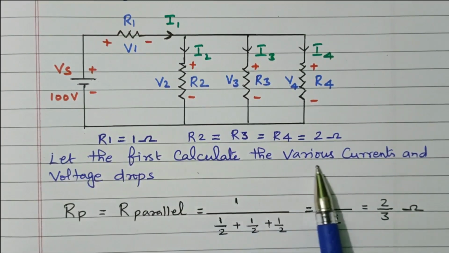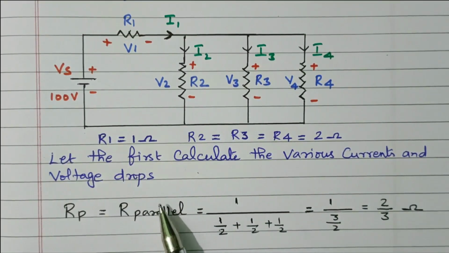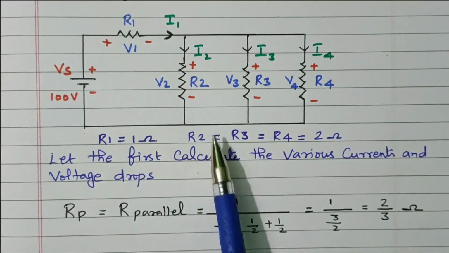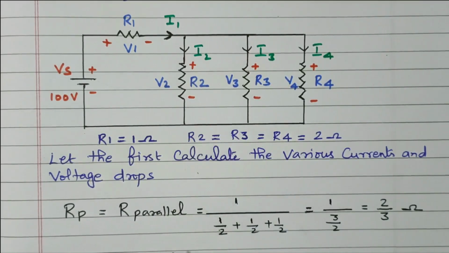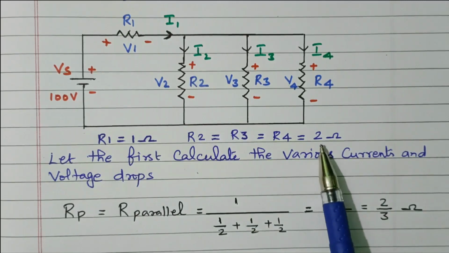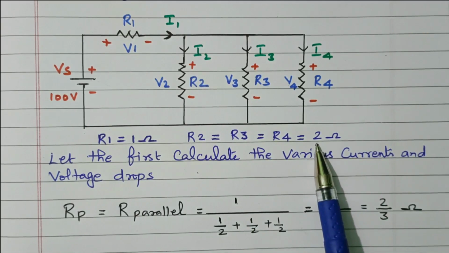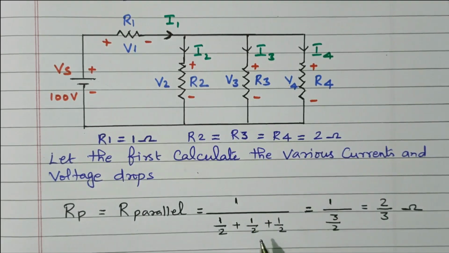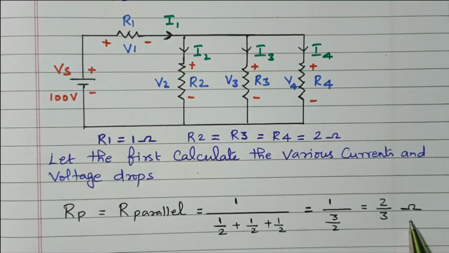Let's first calculate the various currents and voltage drops. For that, first what do we need? The total resistance. These 3 resistors are connected in parallel: 1 divided by (1 by 2 plus 1 by 2 plus 1 by 2). That is 1 divided by 3 by 2, that is 2 by 3, because all the values are equal. If all the values are equal, we can use this formula: 1 divided by (1 by R value), right? So it is 2 by 3 ohm.